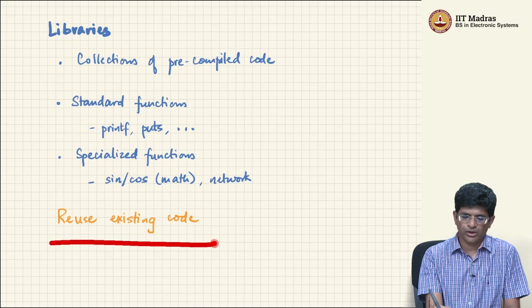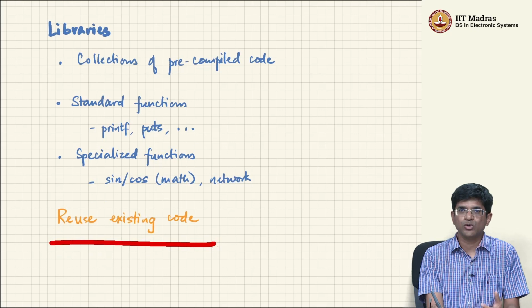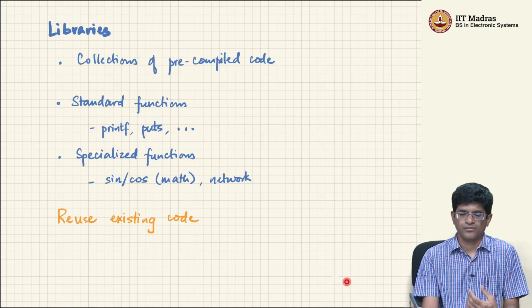The idea over here, of course, is for the most part to reuse existing code. Each and every person who writes a program for a processor should not have to reinvent the wheel and rewrite, for example, how to create the printf function, right, or for that matter even the sine or cosine functions and so on, right. It should be possible to reuse code that somebody else has already written and optimized for the system that you have.